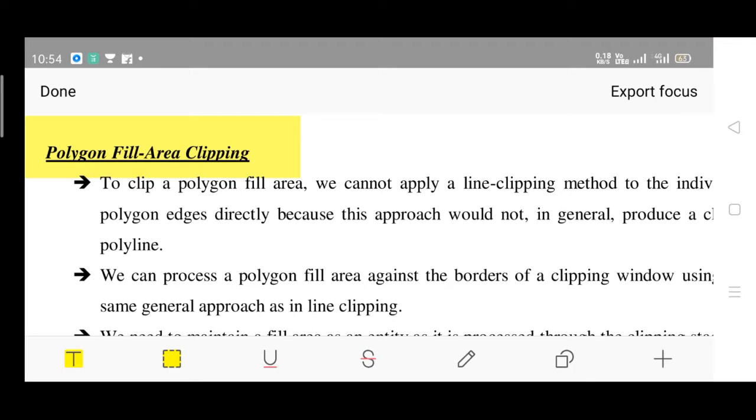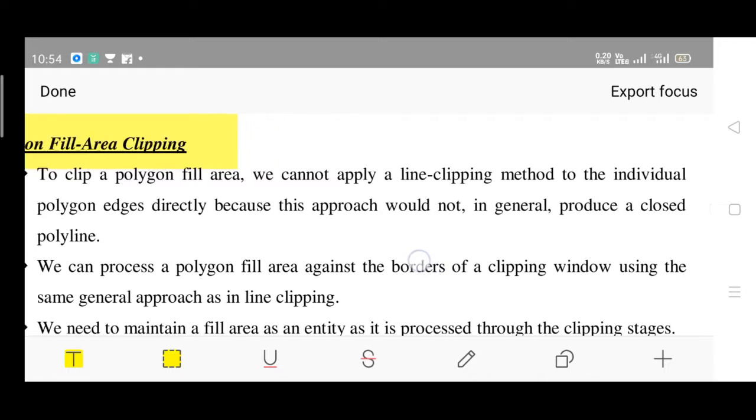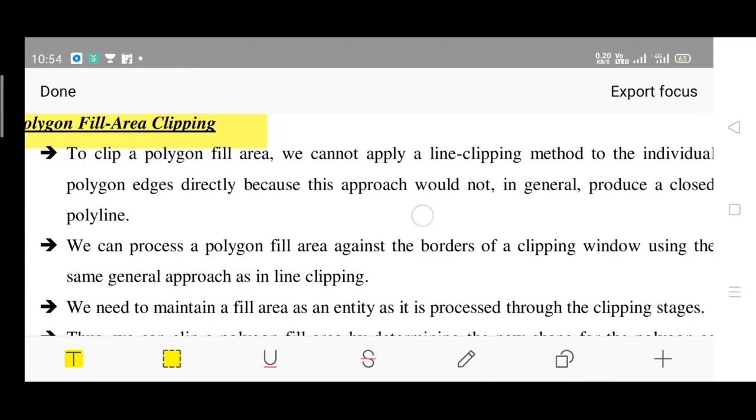Hello students, in the previous session we discussed the Cohen-Sutherland line clipping algorithm. Moving on to the next topic, that is polygon fill area clipping. To clip a polygon fill area, we cannot apply a line clipping method to the individual polygon edges directly, because this approach would not in general produce a closed polyline.